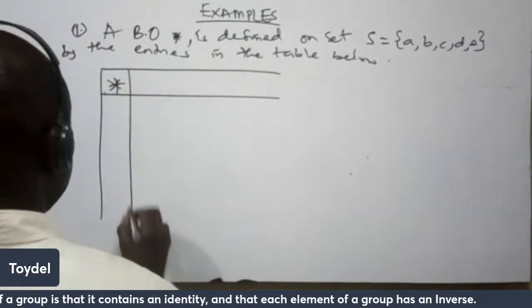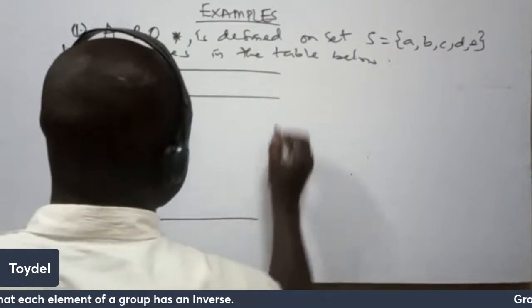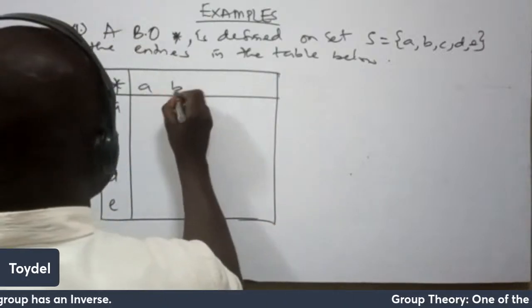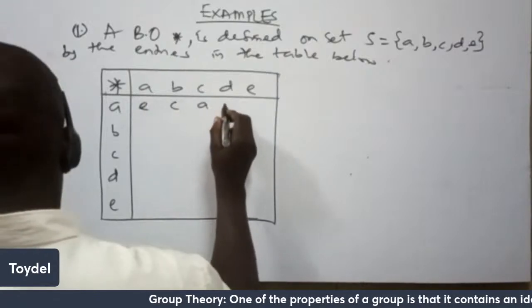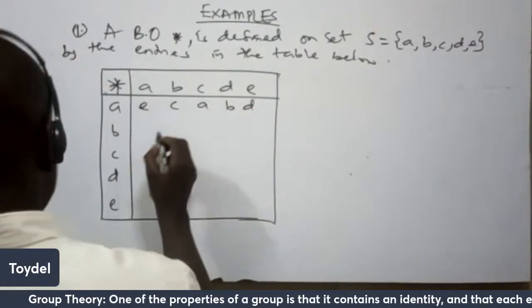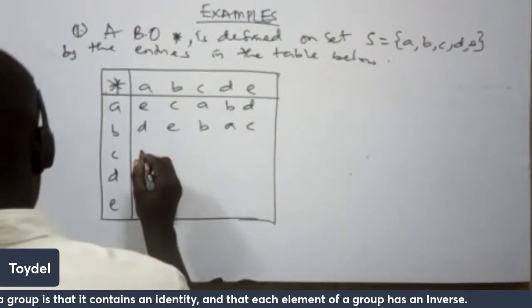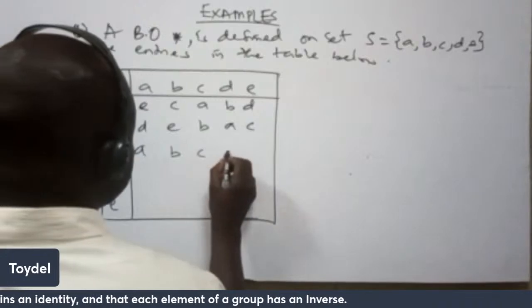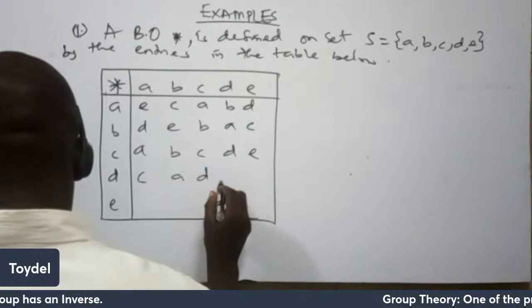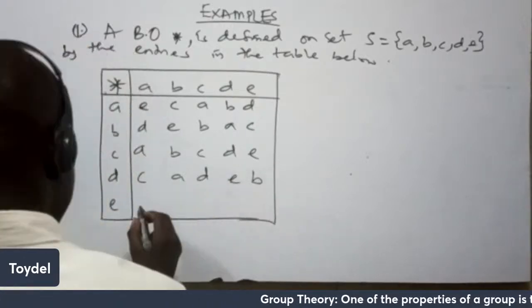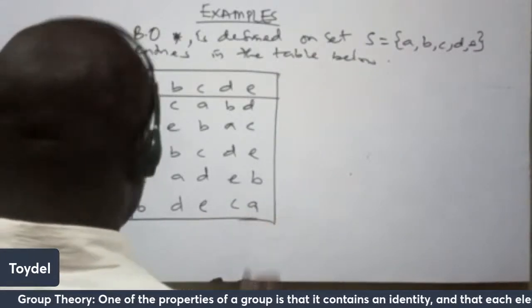We have asterisk here. We have A, B, C, D, E. This is the table. We also have A, B, C, D, E down the side. So here we have E, C, A, B, D. Then the second row we have D, E, B, A, C. Then we have A, B, C, D, E. Then we have C, A, D, E, B. Then lastly we have B, D, E, C, A. So this is the table.